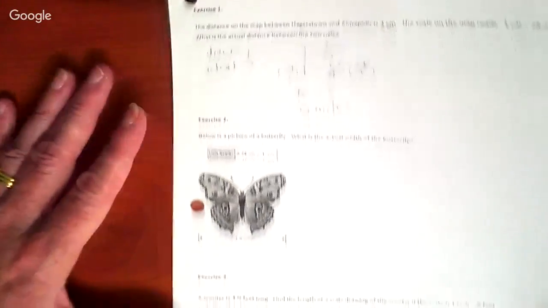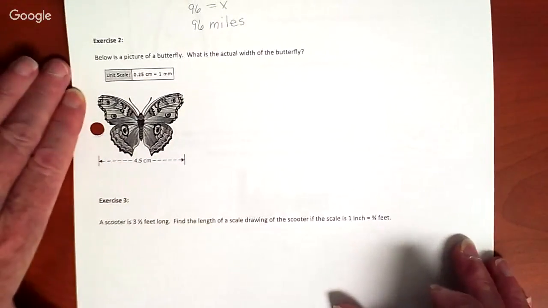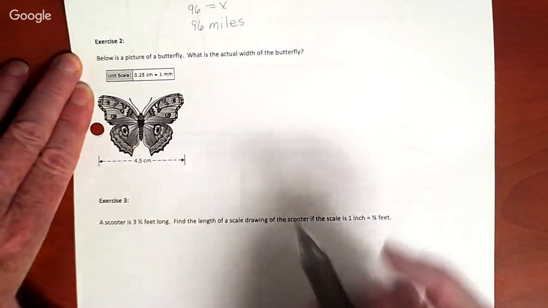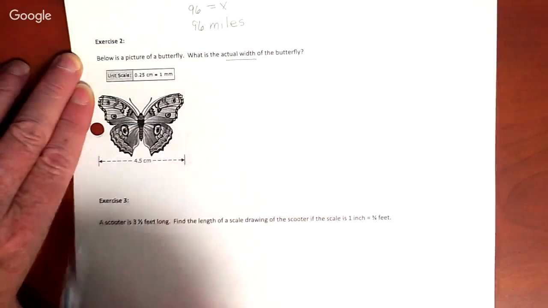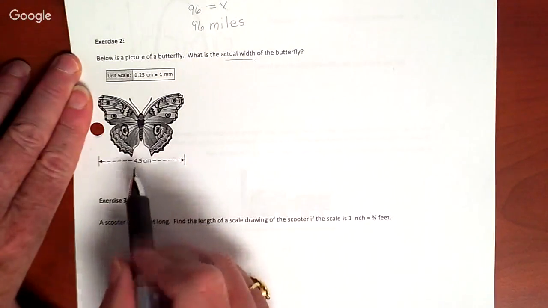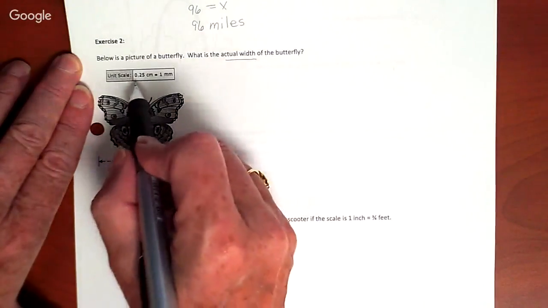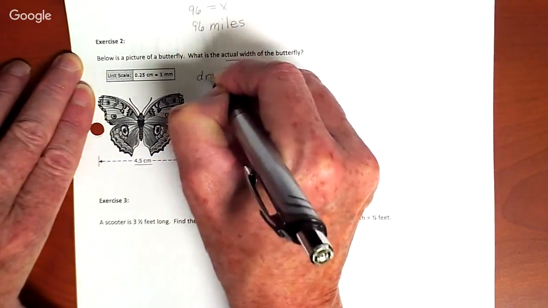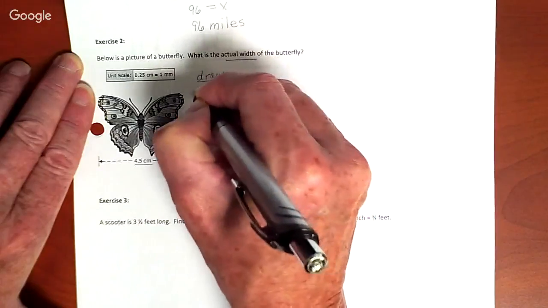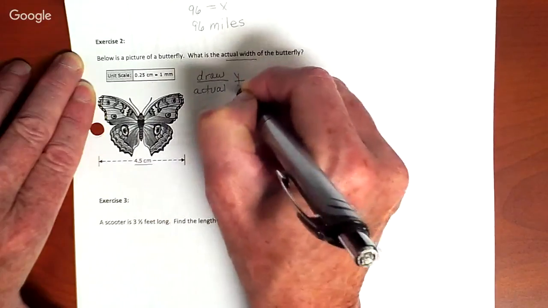Okay. We only have 2 more examples left. Let me move this over just a little bit. So we have a butterfly. What is the actual width of the butterfly? The picture shows 4.5 centimeters. Okay. So we have the unit scale is, and again, drawing, always write that drawing over the actual. It will help you. So we have that y over x.